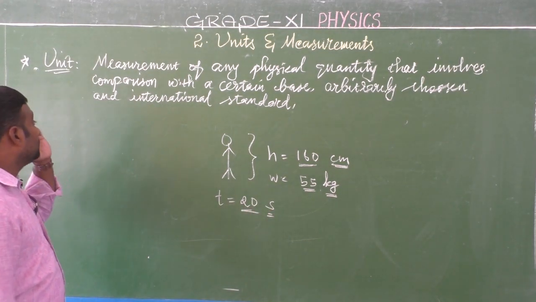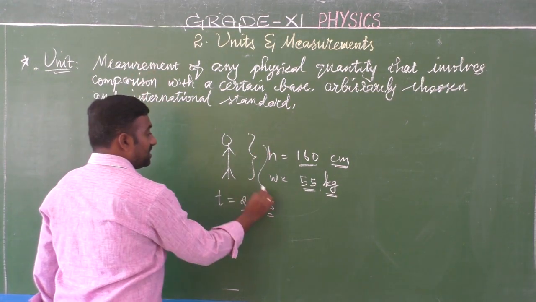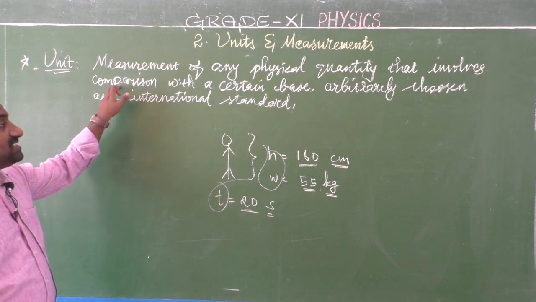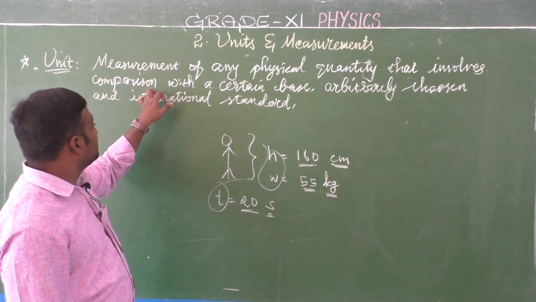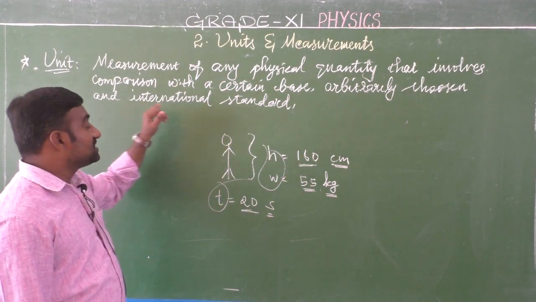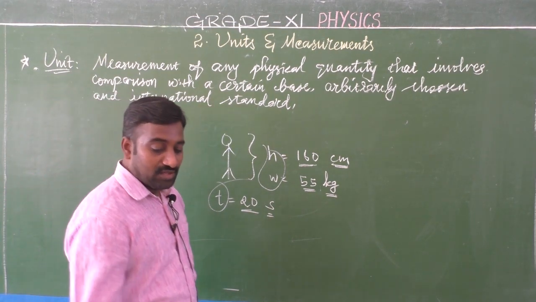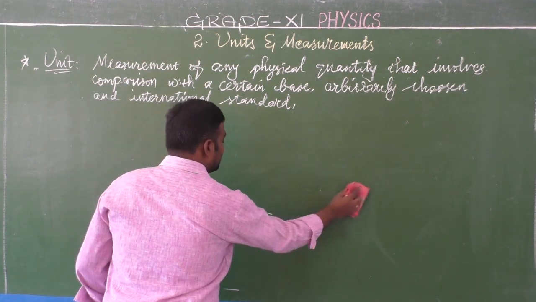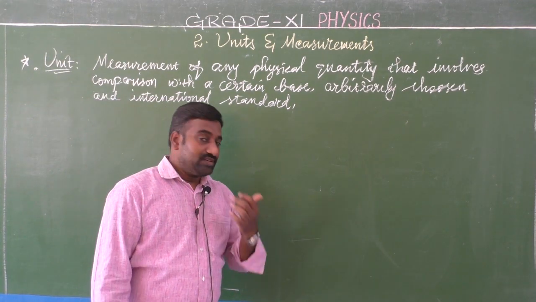So what is a unit? It is a measurement of any physical quantity, whatever it may be, that involves comparison with a certain base, an arbitrarily chosen and international standard. Then only we can say it is a unit. We cannot use our convenience for the unit. There is some standard method, so that also we are going to discuss.